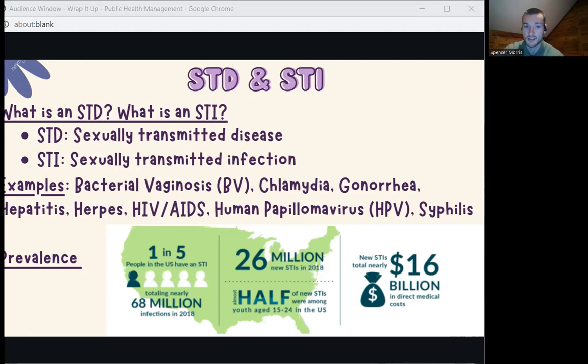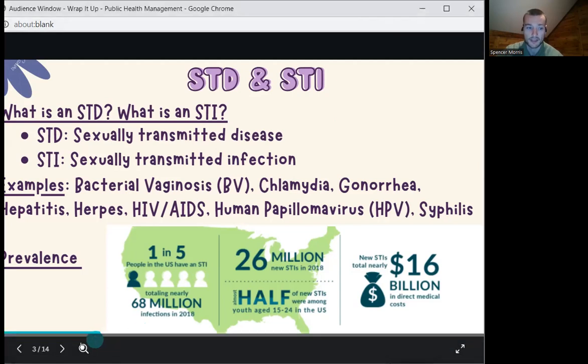In relation to that, you can see on the infographic on the bottom right that the prevalence of STDs and STIs is maybe more commonplace than one may imagine. So 1 in 5 people in the US have an STI, which comes out to 20% of the US population, which is nearing 68 million individuals going back to 2018. In addition, there were 26 million new cases of STIs in 2018, and almost half of all new STIs were among individuals from the ages of 15 to 24. And the cost for those STDs, STIs totaled nearly $16 billion in medical costs and care.